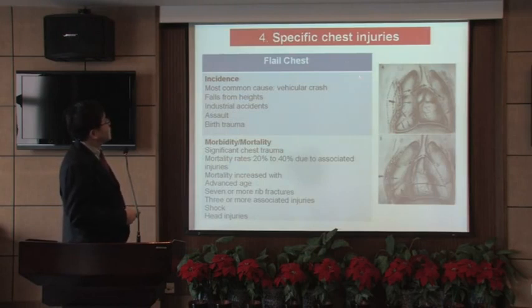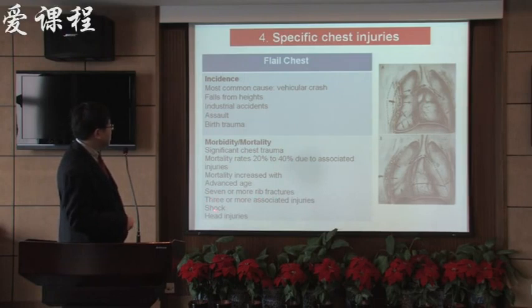This is the most severe form of rib fracture. We always call it flail chest. How does it occur? It is mostly caused by vehicular crash, fall from heights, industrial accident, assaults, or birth trauma. What are the morbidity and mortality? The mortality rate is from 20% to 40%, and other causes include 3 or more associated injuries, shock, or head injuries.